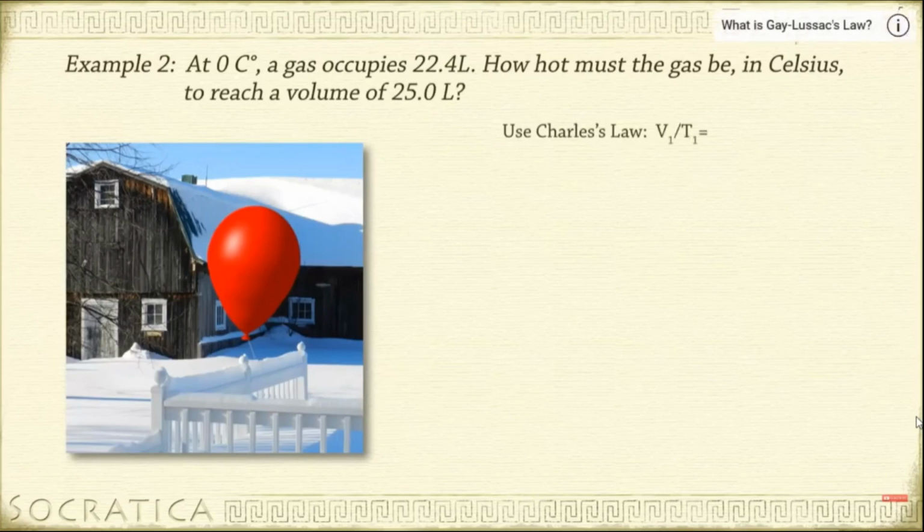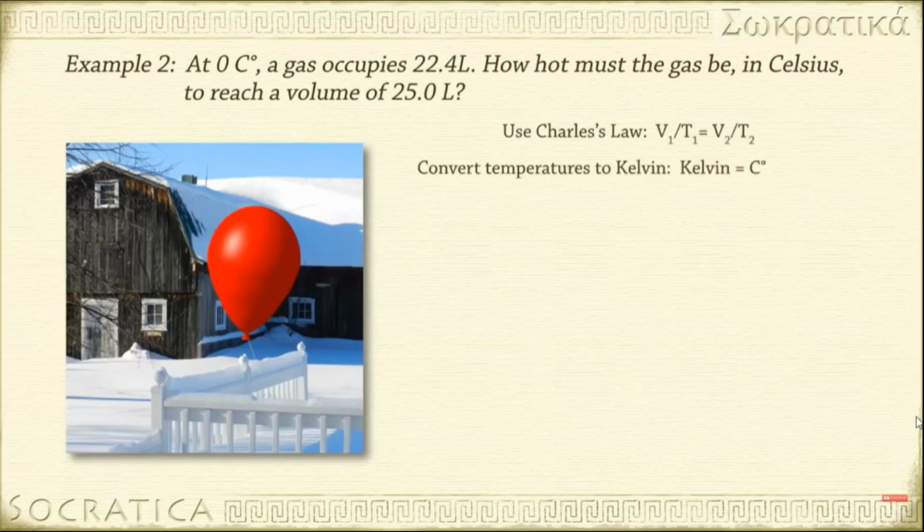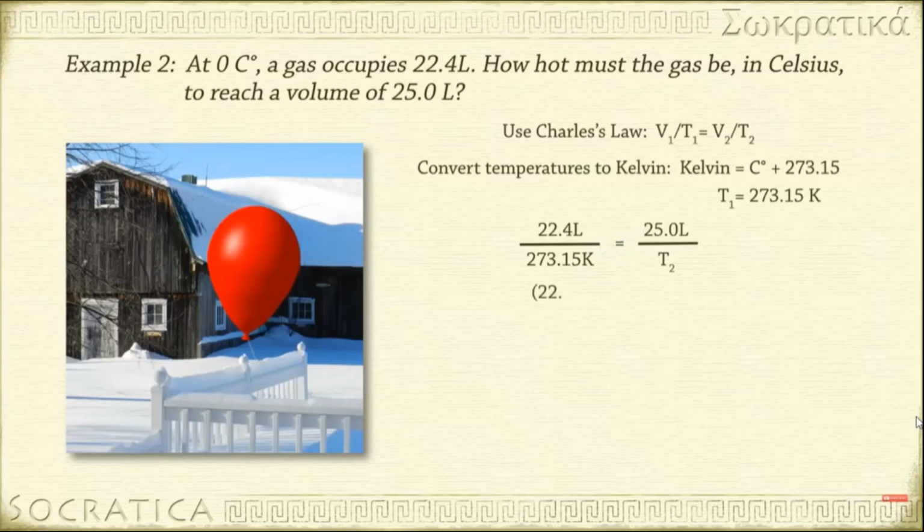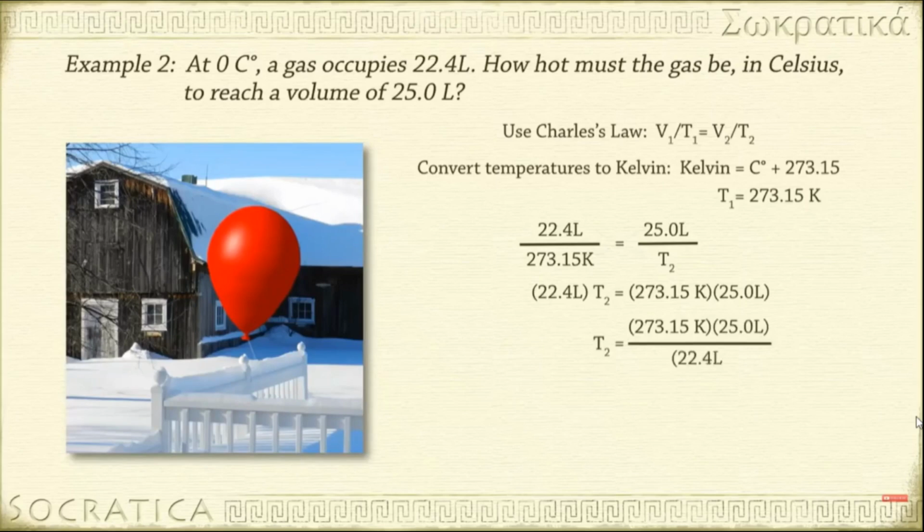V1 over T1 equals V2 over T2. Remember, we have to convert temperatures to Kelvin. Kelvin equals degrees Celsius plus 273.15, so T1 equals 273.15 Kelvin. Substituting in what we know, 22.4 liters over 273.15 Kelvin equals 25.0 liters divided by T2. Solve for T2. I like to cross-multiply here. 22.4 liters times T2 equals 273.15 Kelvin times 25.0 liters. T2 equals 273.15 Kelvin times 25.0 liters divided by 22.4 liters.